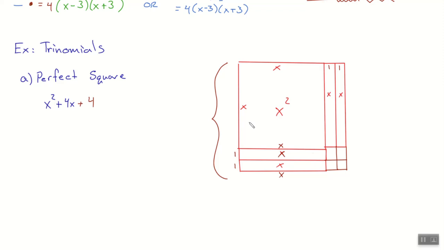When I look at this side, then in the way that my rectangles are arranged, I have an x plus a 1 plus a 1. I think it's x plus 2. What's this side? Do you agree that this square here is just x plus 2 times x plus 2, or x plus 2 squared? I can see it physically on the board.